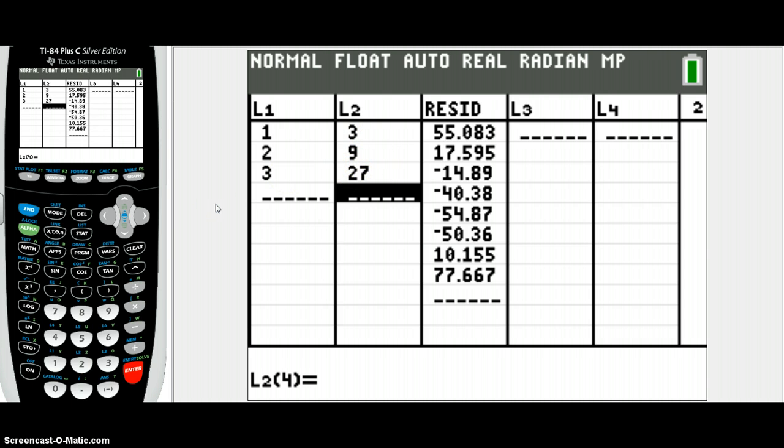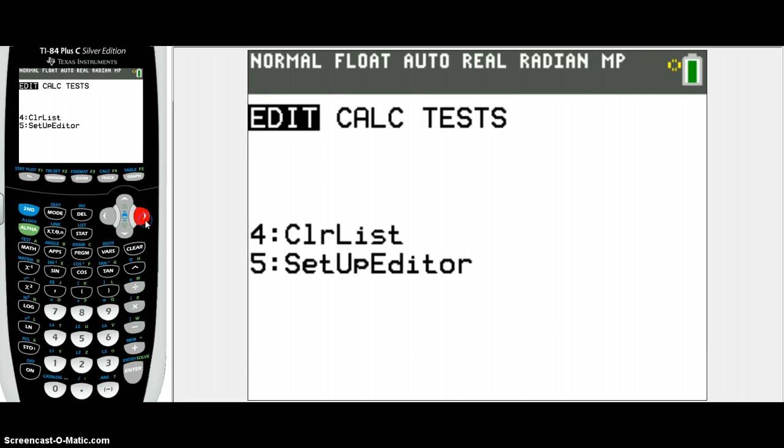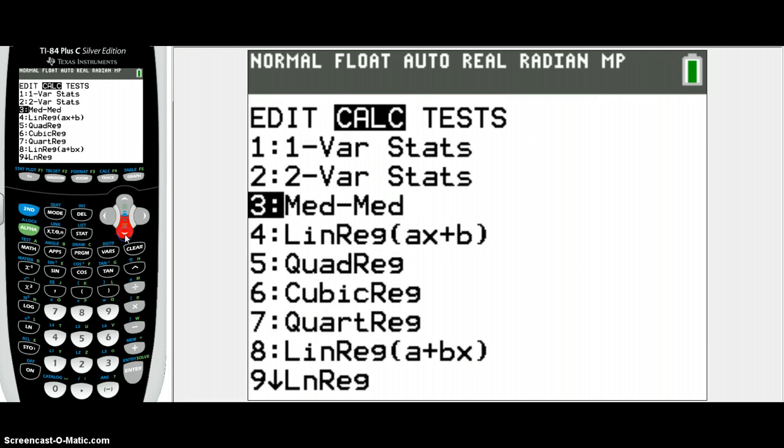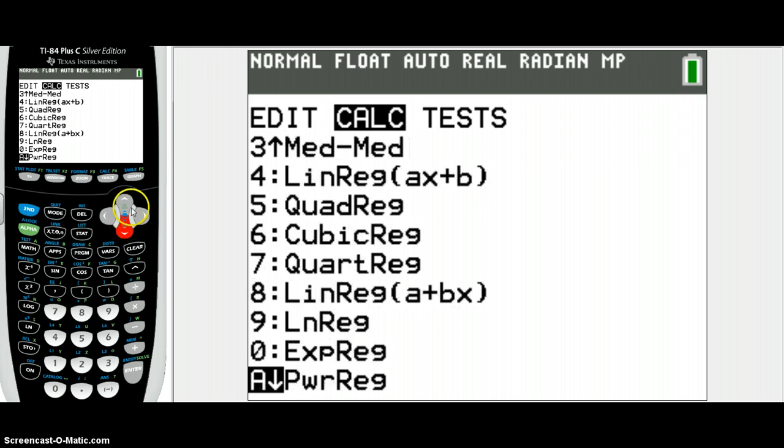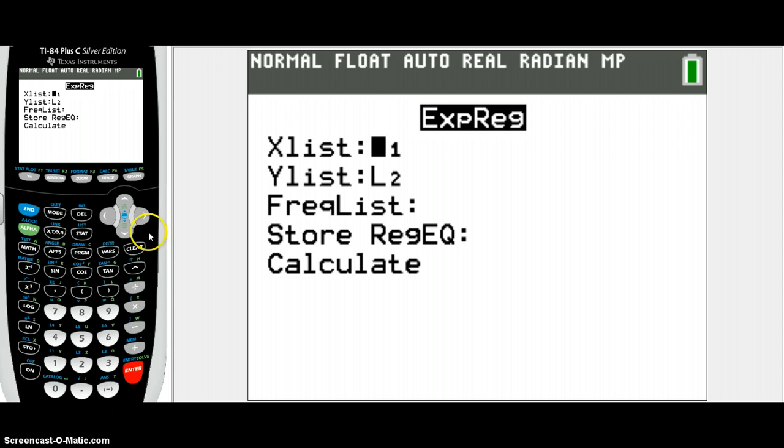If I want to create an exponential regression for this, I hit Stat, arrow over to Calc again, but now just scroll down a bit, and it should be at 0. At 0, you want exponential regression. Hit enter. You follow the same process as before.